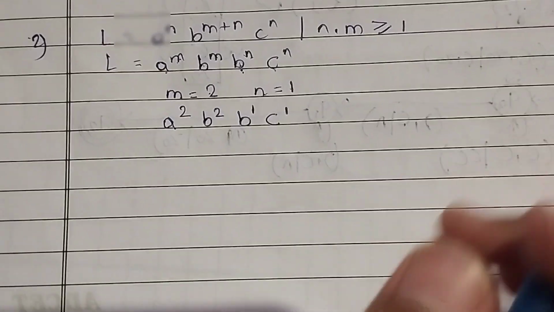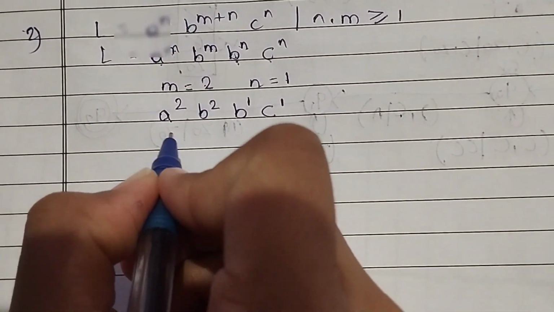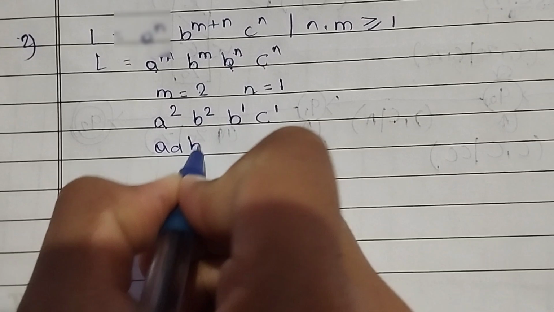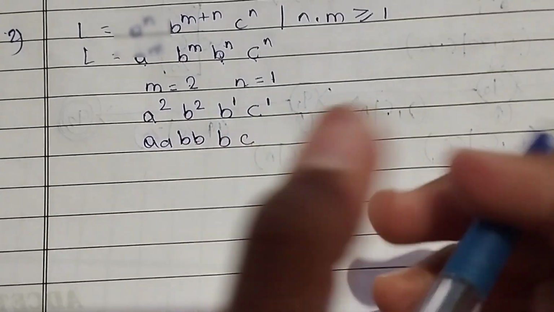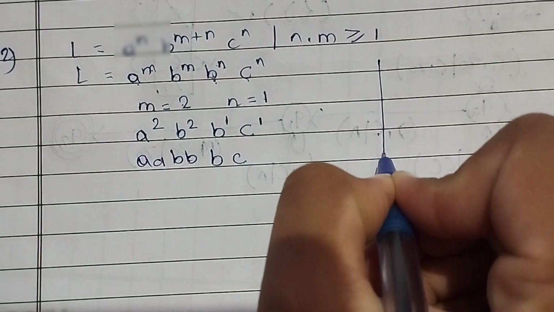Now the next step: a, a, b, b, b, c. So this is the string. Now we draw the stack.